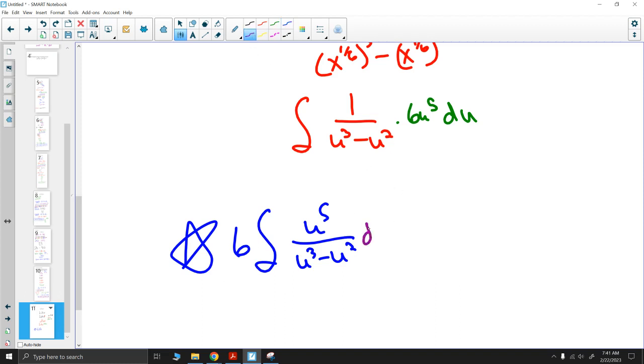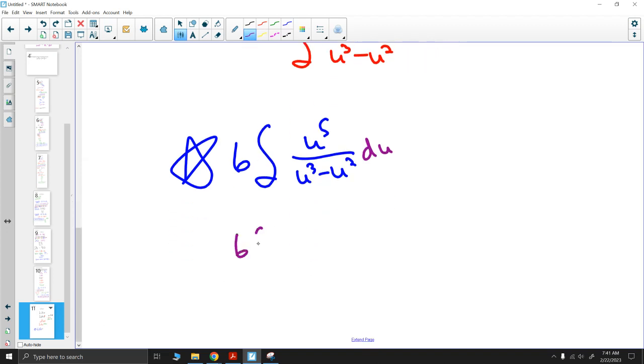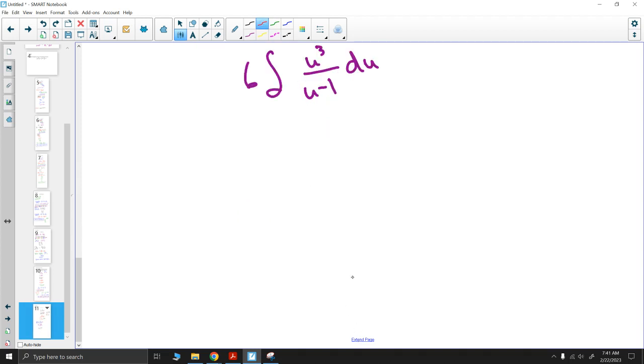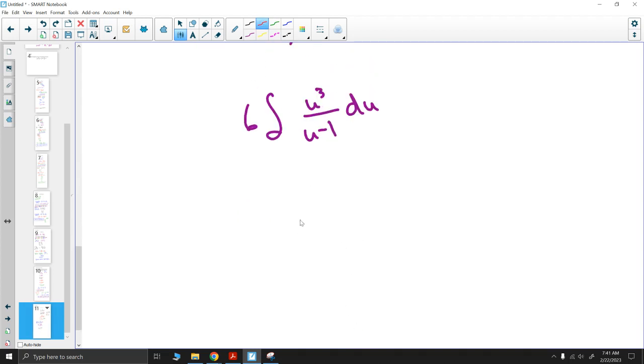Okay. So here, if you notice, we have a u squared in everything on the bottom and on top. So this would be like a 6 times the integral of u squared times u cubed over u squared times u minus 1. So the u squareds can cancel, and we have 6 times the integral of u cubed over u minus 1 du. So in this stage, the power here on top is greater. So we need to divide it first. So we can use synthetic division here.